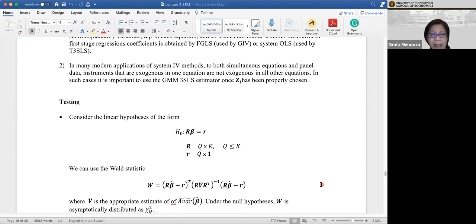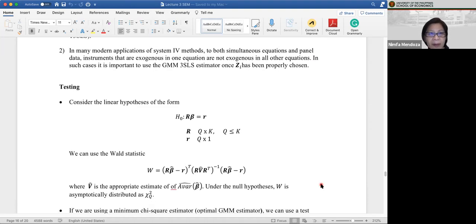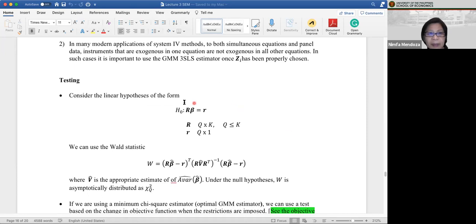Now let's go to testing. We just consider the linear hypothesis of this form, R beta is equal to r. So we have Q linear restrictions. So R is Q by K because we have K parameters in beta. So beta here is K by 1, and r is Q by 1. Furthermore, we assume that Q is less than or equal to K. So the number of restrictions cannot be more than the parameters that we are estimating.